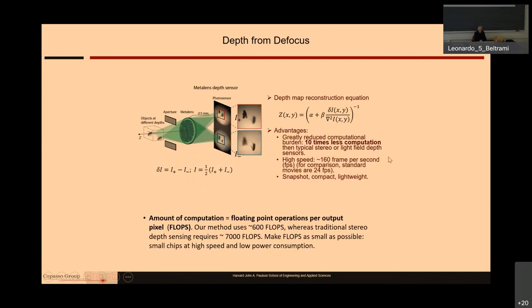And this here is a simple type of equation, with alpha and beta parameters of the lens. And so you take the difference in intensity point by point, you take the Laplacian, the so-called Laplacian filter, and then you can actually compute the depth map. Now, what's the point, Luca? I profess my ignorance almost completely in computational imaging, so I'm quoting what our great collaborators told us.